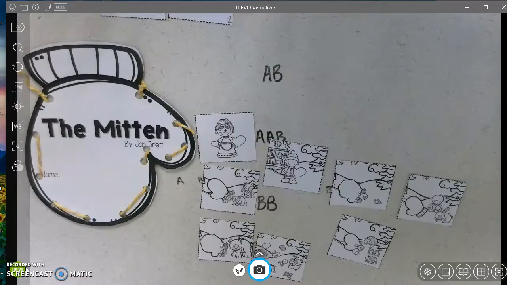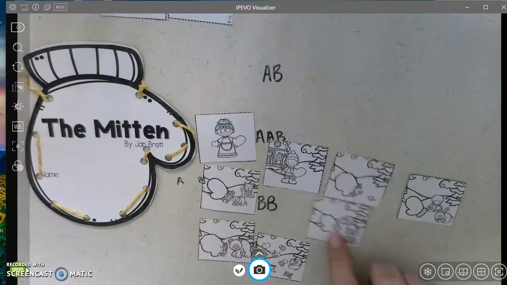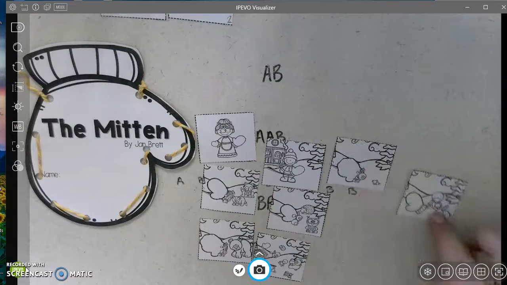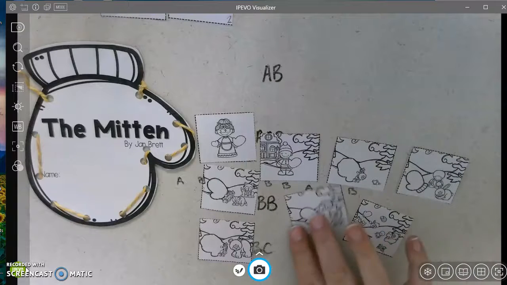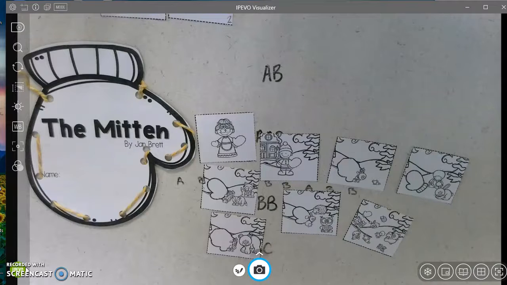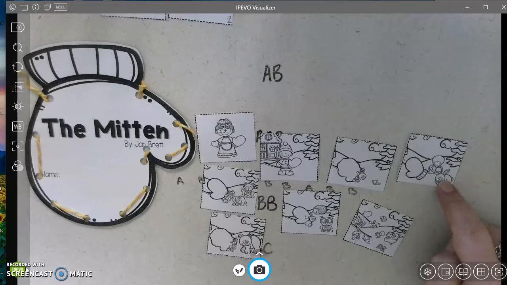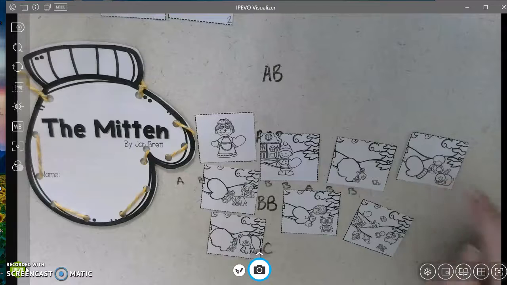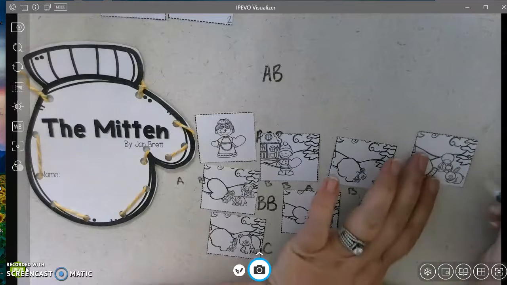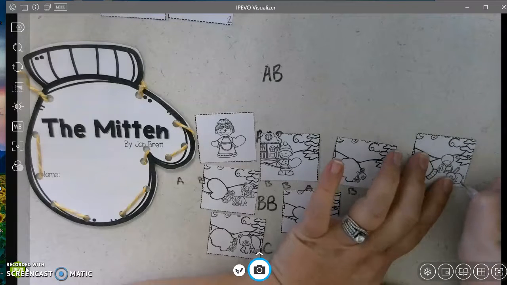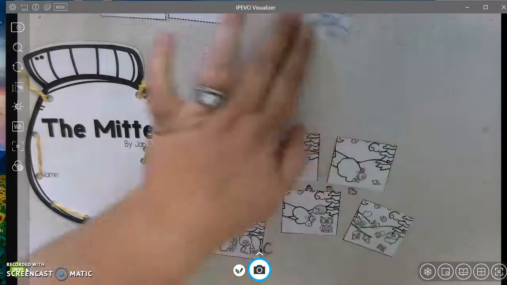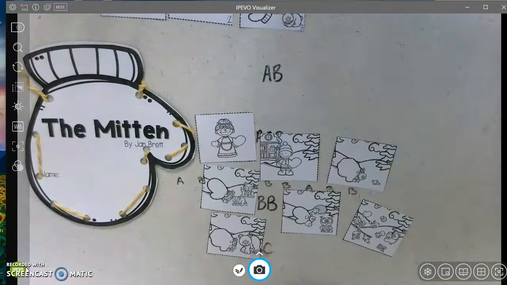What was the first animal that went into the mitten? The mole, right? The mole was the first animal. So I'm looking to see if I see just the mole going in the mitten. I don't see just the mole, but I do see the mole, and who was second? The rabbit. So I think that this one was the third one. So I'm going to put a little number 3 and slide it up here in my line.